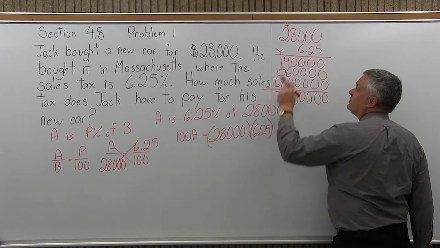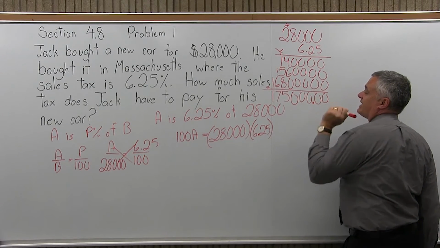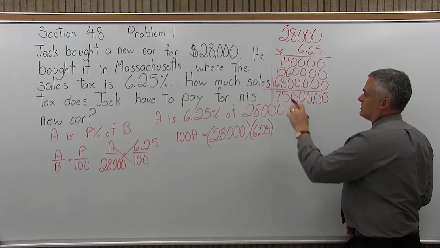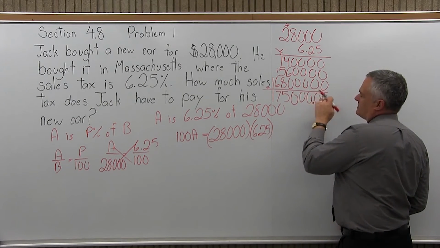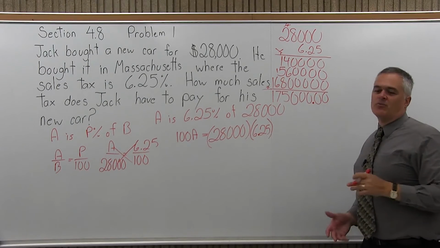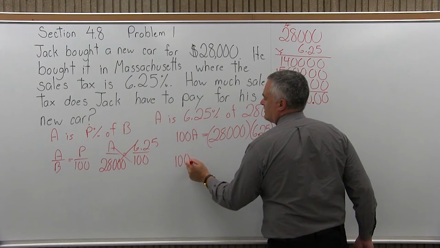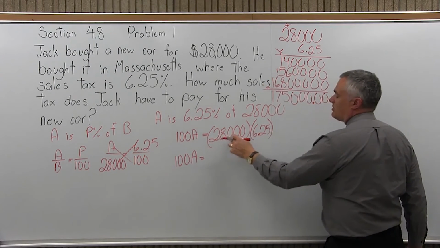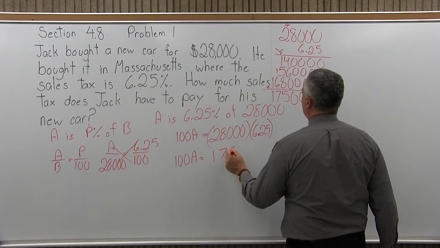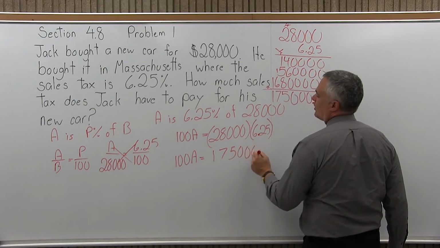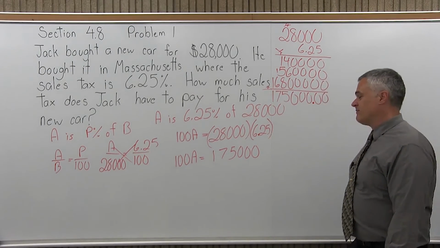Now remember, you had 2 places after the decimal in the question, so I have to put 2 places after the decimal in my answer. So it's 175,000.00. The 2 zeros at the end, we don't have to worry about those. So I have 100A equals the result of multiplying 28,000 times 6.25, which is 175,000. Again, if you could use your calculator, it'd be a lot quicker.